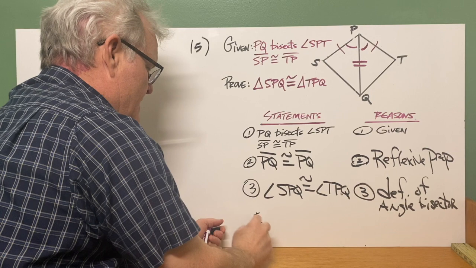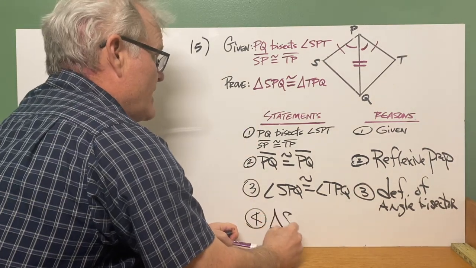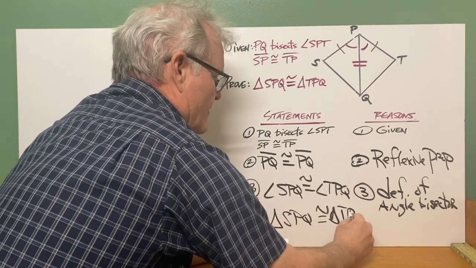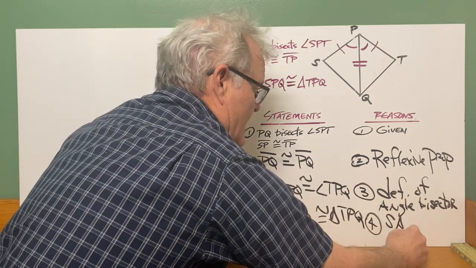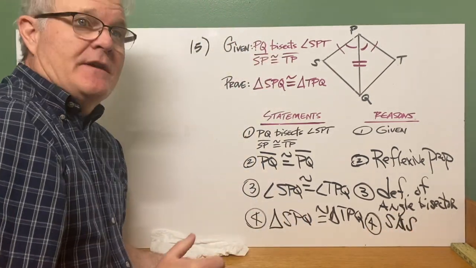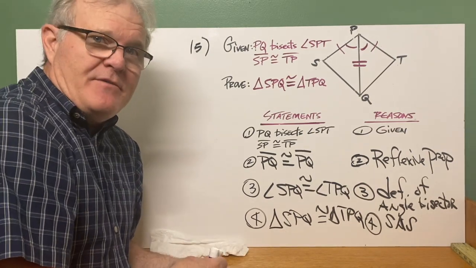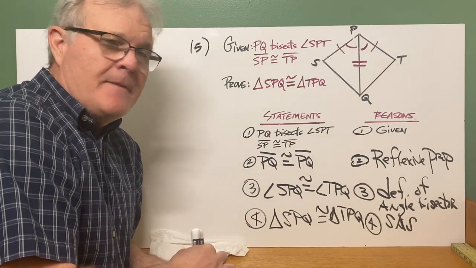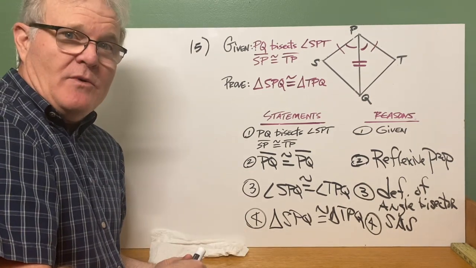So our fourth statement would be what we're trying to prove. In this case, we're trying to prove that triangle SPQ is congruent to triangle TPQ. And again, the reason would be side angle side. This proof just took us 4 steps. Remember, proofs can be 3 steps, 4 steps, 5 steps, whatever number of steps it takes to get there. But hopefully this helps out with number 15.